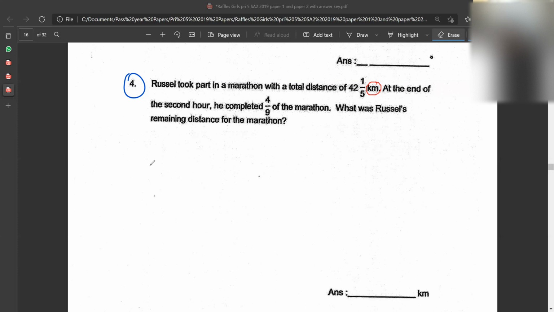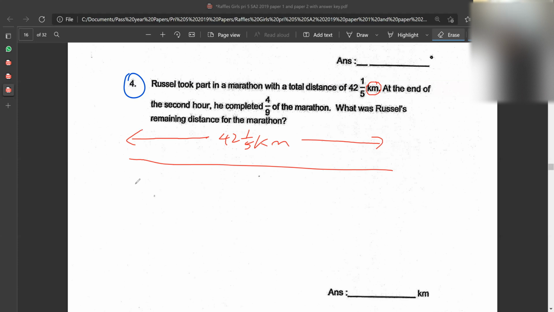Okay, then they say Rascal took part in a marathon, 42 and 1/5 kilometer. At the end of the second hour, he completed 4/9. Then you count 9 parts: 1, 2, 3, 4, 5, 6, 7, 8, 9.